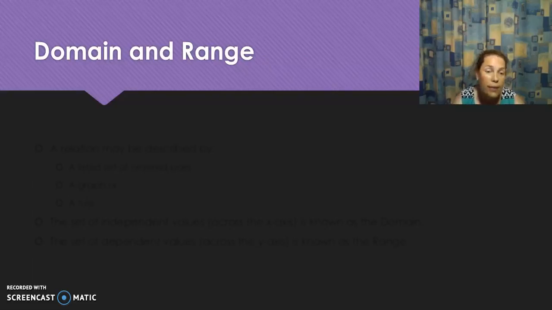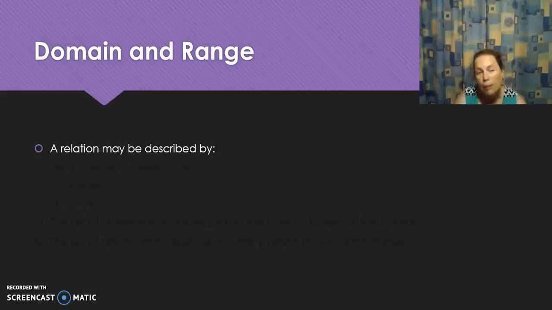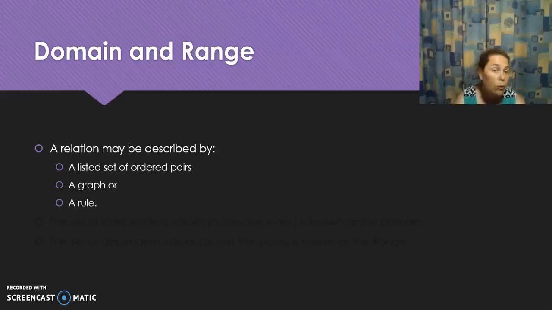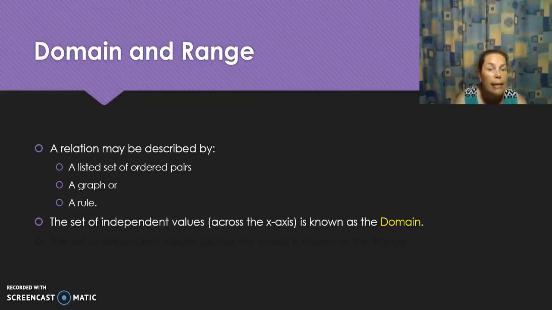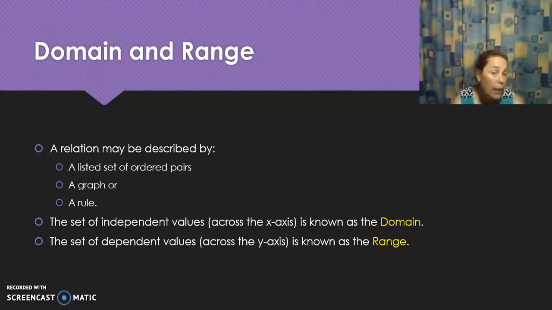Okay, the last thing we need to look at are the definitions of domain and range. A relation can be described as a listed set of ordered pairs, which we saw in our last example, a graph, or a rule. The independent variables across the x-axis are known as the domain, and the set of dependent variables, which goes on the y-axis, is known as the range. It's important you know and understand the difference between the two.